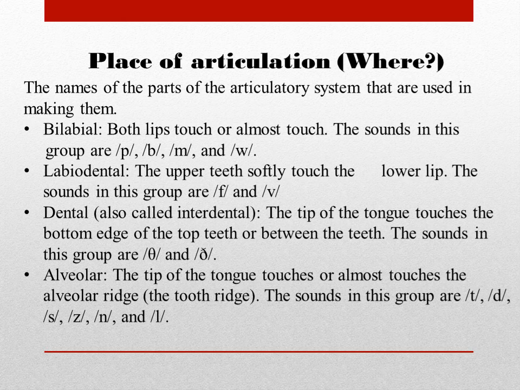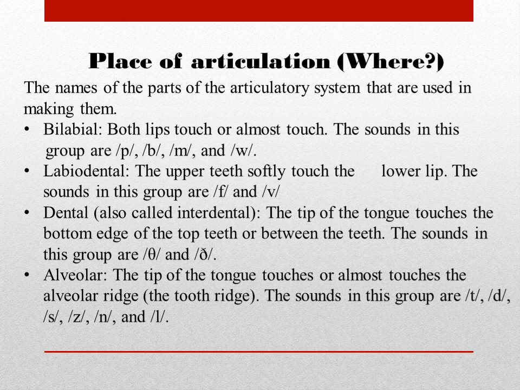The second one is labiodental. That means the upper teeth softly touch the lower lip. So your lower lip is involved and it touches the upper teeth, and the sounds in the labiodental group are f and v. So students, you can pronounce them yourself and see how your lower lip softly touches your upper teeth, and these sounds are produced.